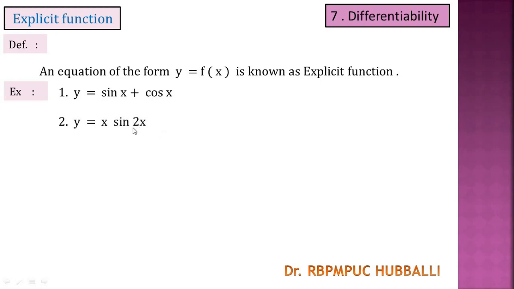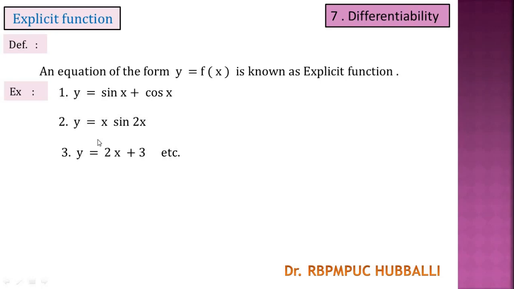Second one, y is equal to x into sine 2x. Here also the right side is only an x variable function. This is not possible in the previous examples. There we cannot get y is equal to only an x variable function. Therefore those functions are called implicit and these are explicit.